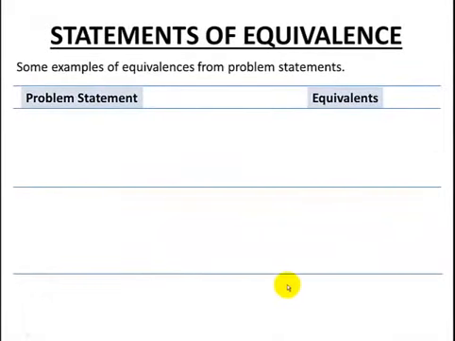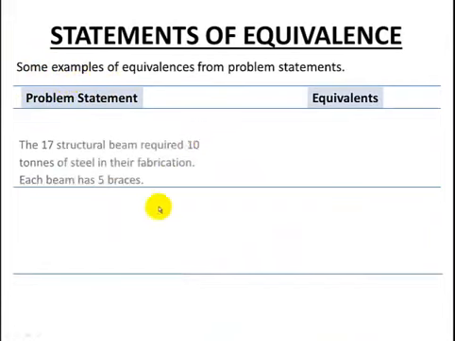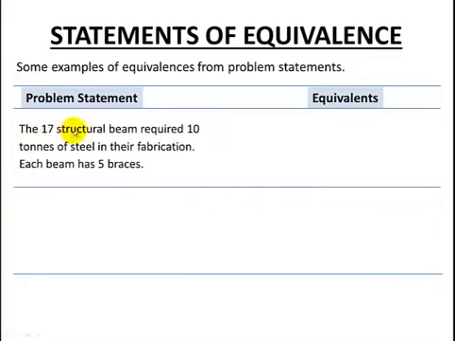Now, from these statements of equivalences, we said that we could also have them coming from problem statements. So let's look at some examples from problem statements. I have a scenario where 17 structural beams are requiring 10 tons of steel in their fabrication, and each beam has 5 braces. So my equivalences, or equivalents, however you like to say it, there's 17 beams is equivalent to 10 tons of steel, and it is metric tons. And one of my beams is equivalent to or equal to 5 braces.